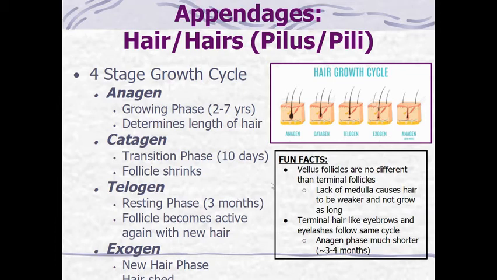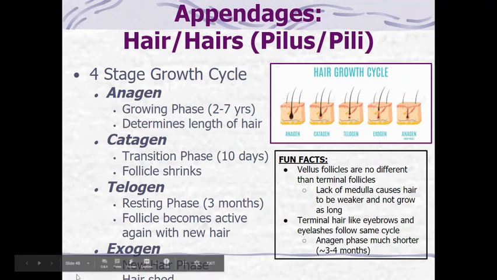So, some interesting facts: vellus follicles are no different than terminal follicles. The lack of medulla causes the hair to be weaker and not grow as long. Terminal hair, like eyebrows and eyelashes, follow the same cycle. The only difference is that the anagen phase is much shorter. Rather than 2 to 7 years, it's only going to be a couple of months long.